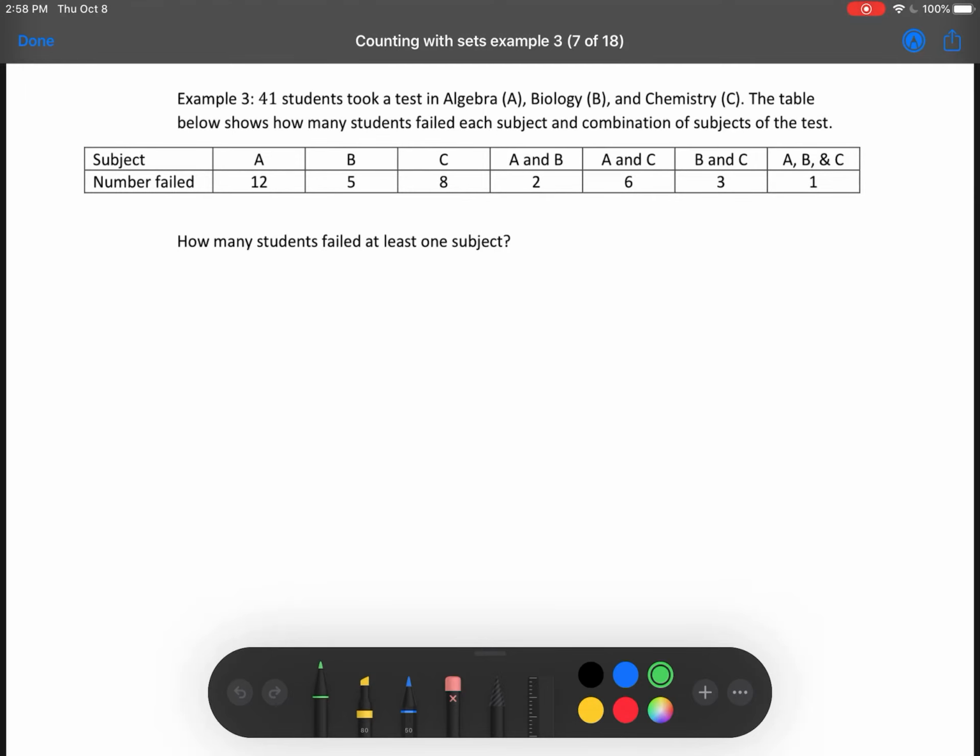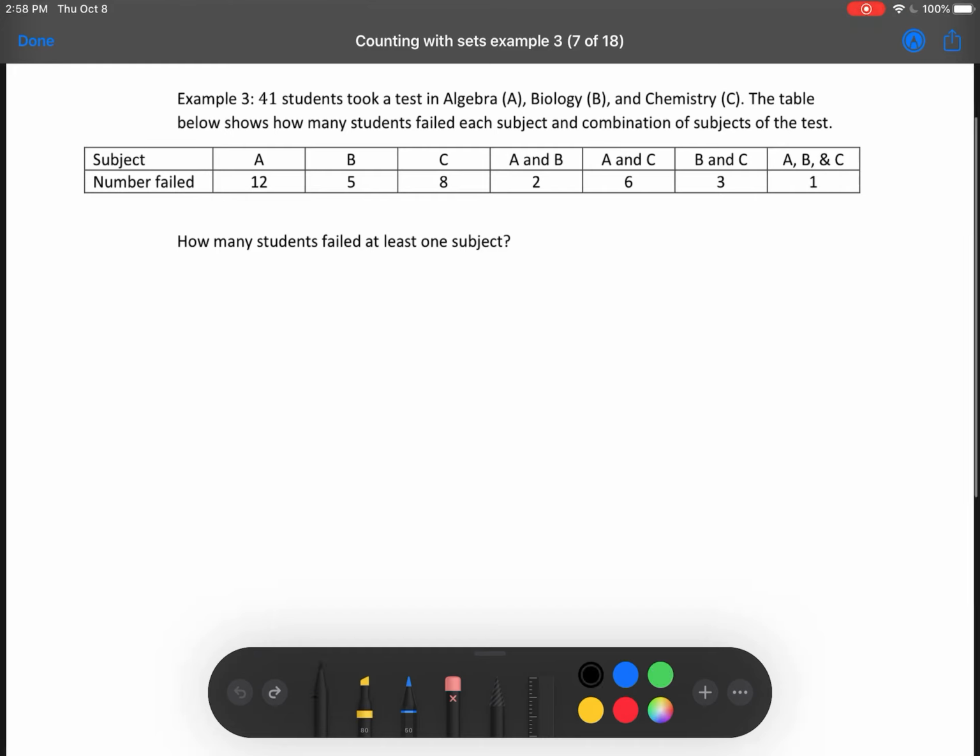All right, we're going to walk through this example where we have 41 students that took a test in the 3 subjects of algebra, biology, and chemistry. So we're abbreviating those with A, B, and C. And the table shows how many students failed each subject in combination of subjects. For instance, 2 people failed both algebra and biology. And the question is how many students failed at least one subject?